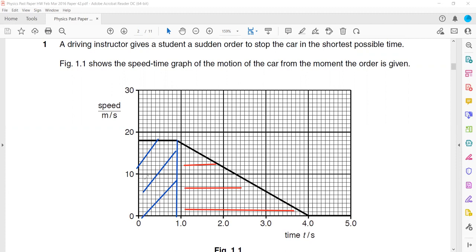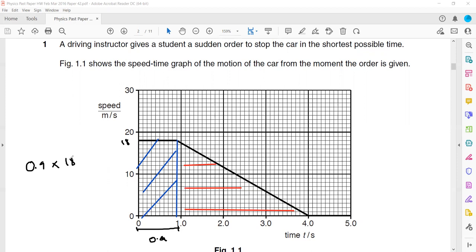So we have to find the area of the rectangle. How to find the area of the rectangle? It is length times height. The length of the rectangle starts from 0 till 0.9. So this is 0.9 and the height is 18. So this will be 0.9 times 18.